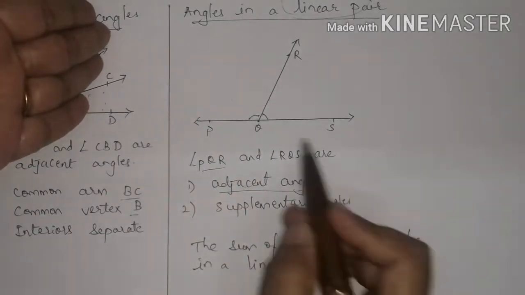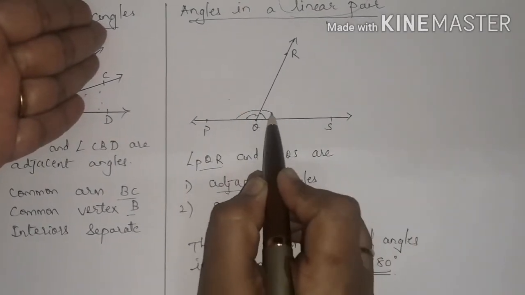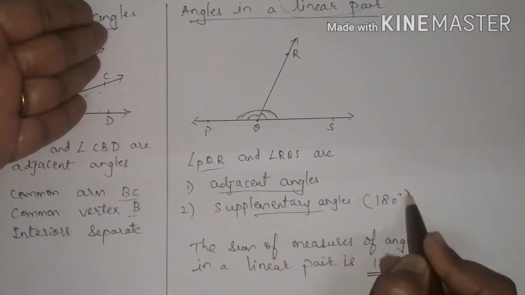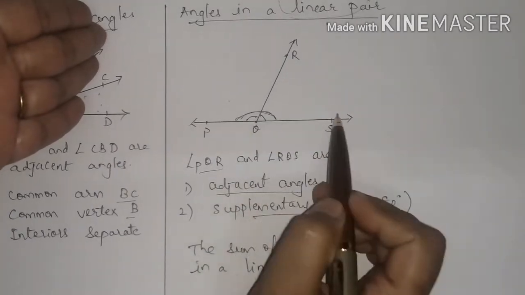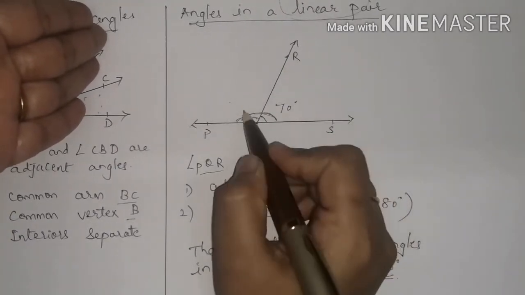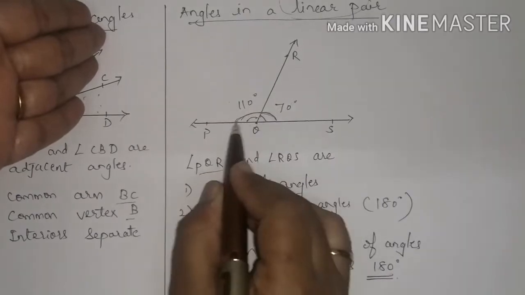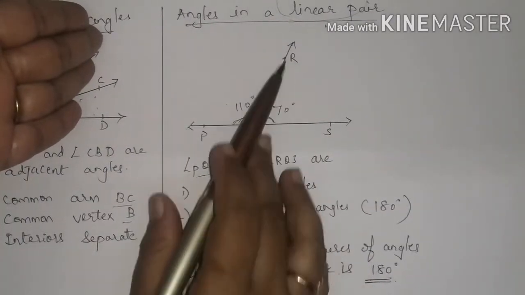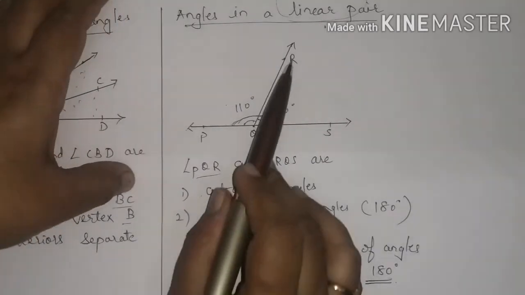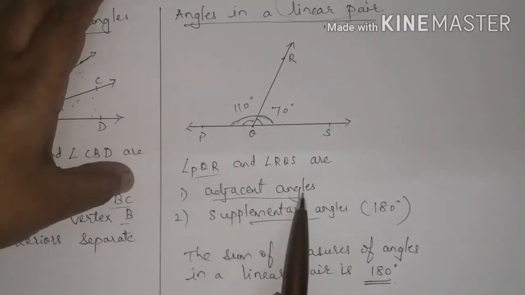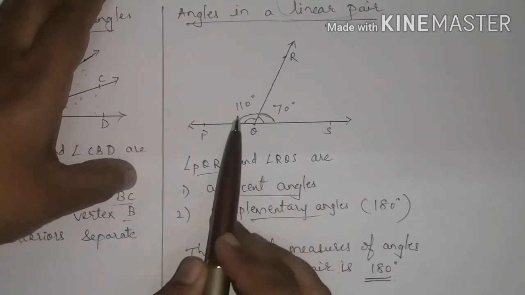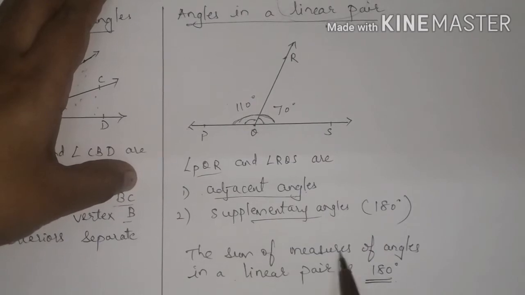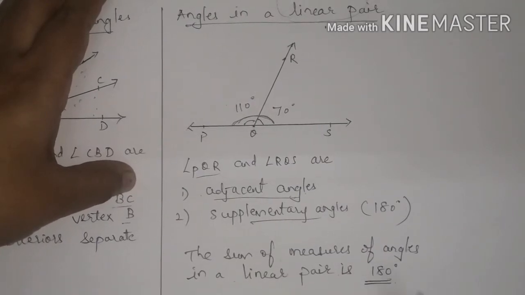And children, they are supplementary because on a straight line, if we add these two angles, their total is always 180 degrees. If this angle is say 70 degrees and this angle is 110, their total will be what? 180 degrees. So angles in a linear pair are always 180 degrees. Remember that one thing. First of all, the angles are adjacent angles. They are supplementary because the total of these two angles will be 180 degrees. The sum of measures of angles in a linear pair is always 180 degrees.